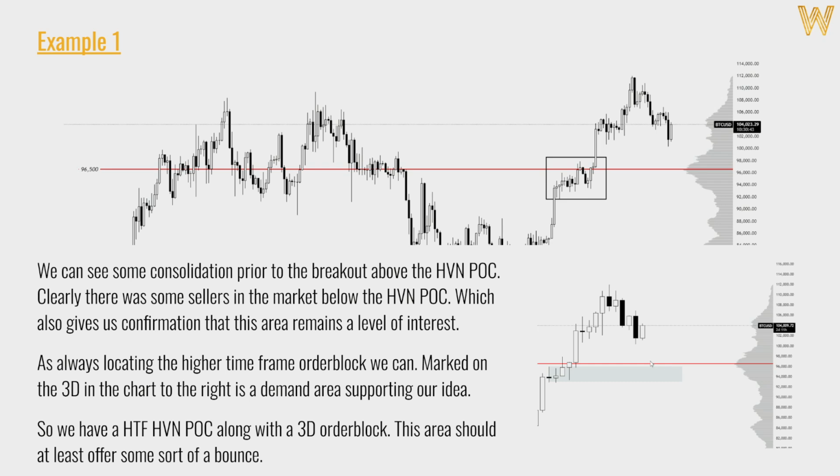If we were to retest it, it should at least give a little bounce, that 96,500, even down to 95k, right? Because we know we have an order block supported by a very high volume node area. So knowing that there's large participants active here, this can be beneficial to us in taking a trade.